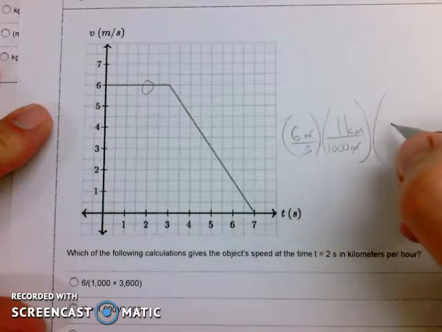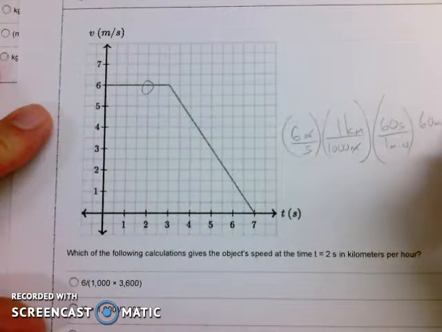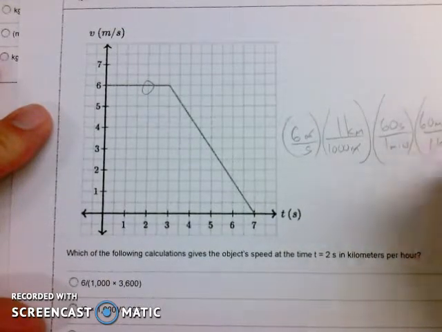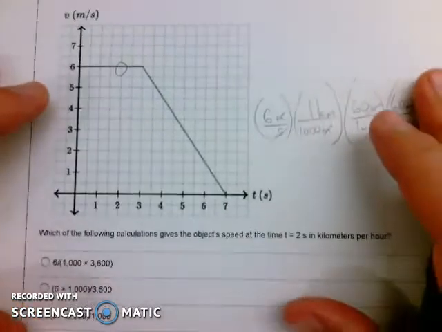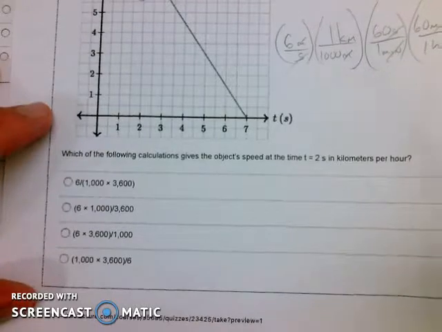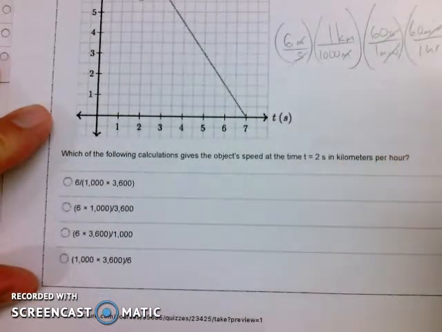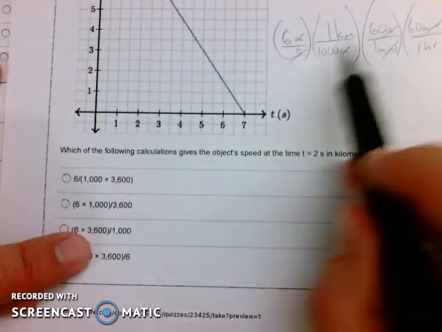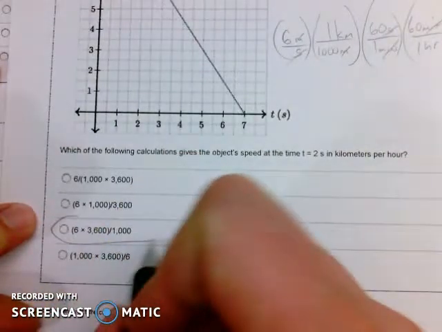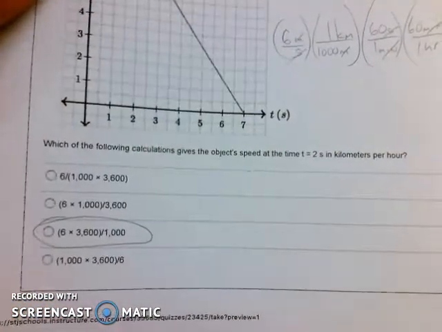And now we need to change seconds to hours. So we got 60 seconds is 1 minute, and 60 minutes is 1 hour. All right, my minutes cancel, my seconds cancel, I got kilometers per hour, my answer. Now the choices I have down here have 3,600. Well, 60 times 60 is 3,600. Okay, so I want 6 times 3,600 divided by 1,000. It's C. All right. I hope you can do unit conversions. They're going to be important.